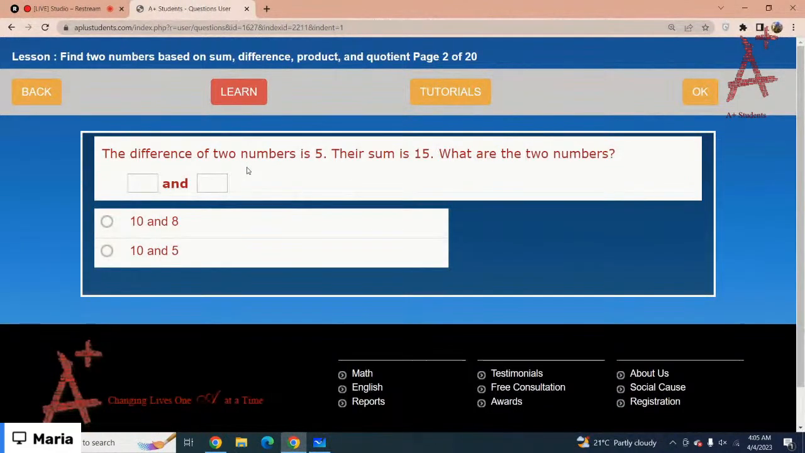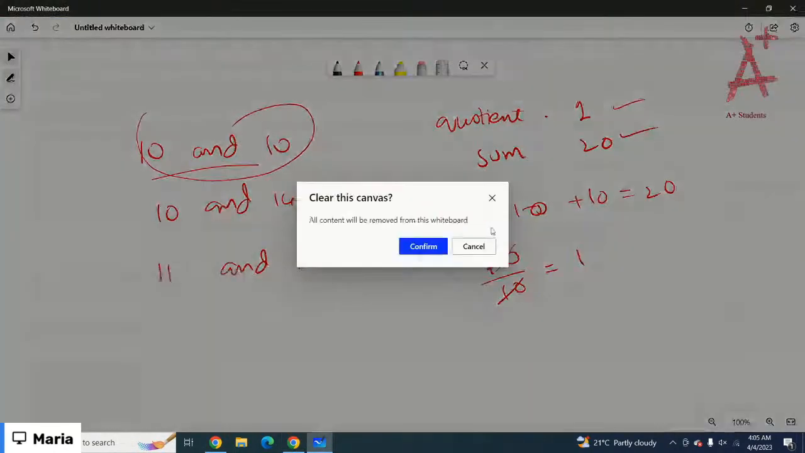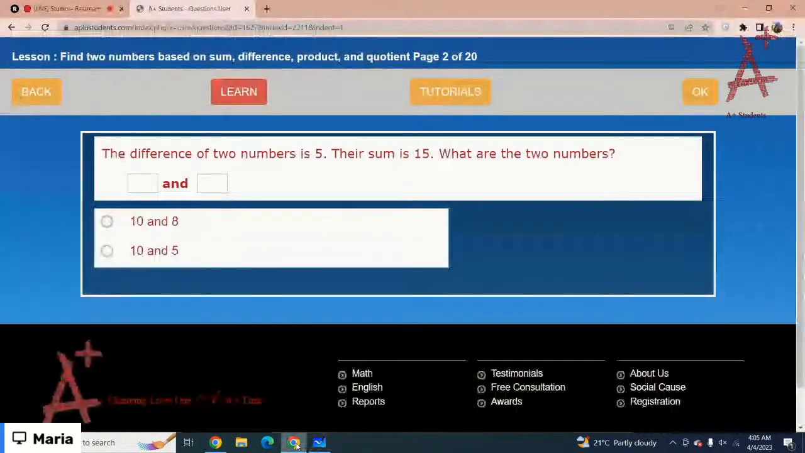The difference of two numbers is 5. Their sum is 15. What are the two numbers? So you have to find two numbers whose difference is 5 and whose sum is 15. So you can see the options 10 and 8 and 10 and 5. Got it?